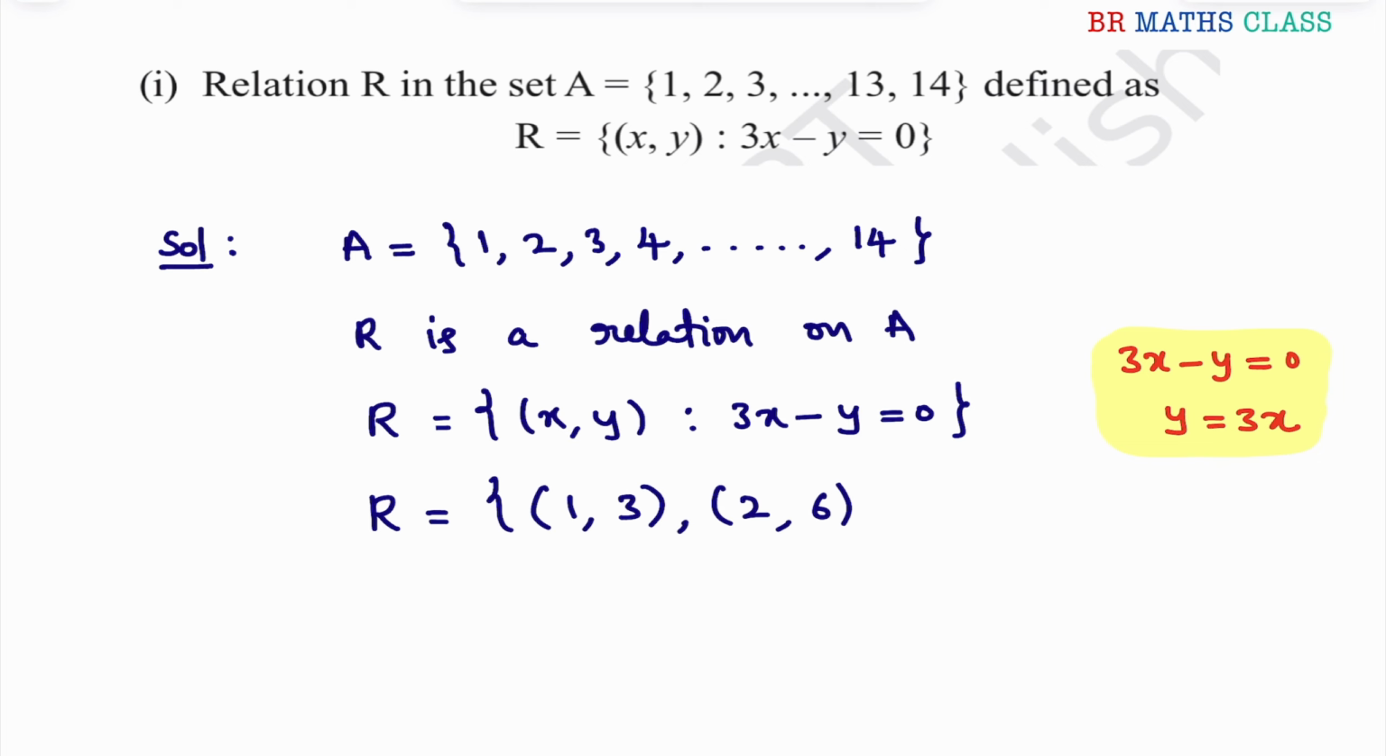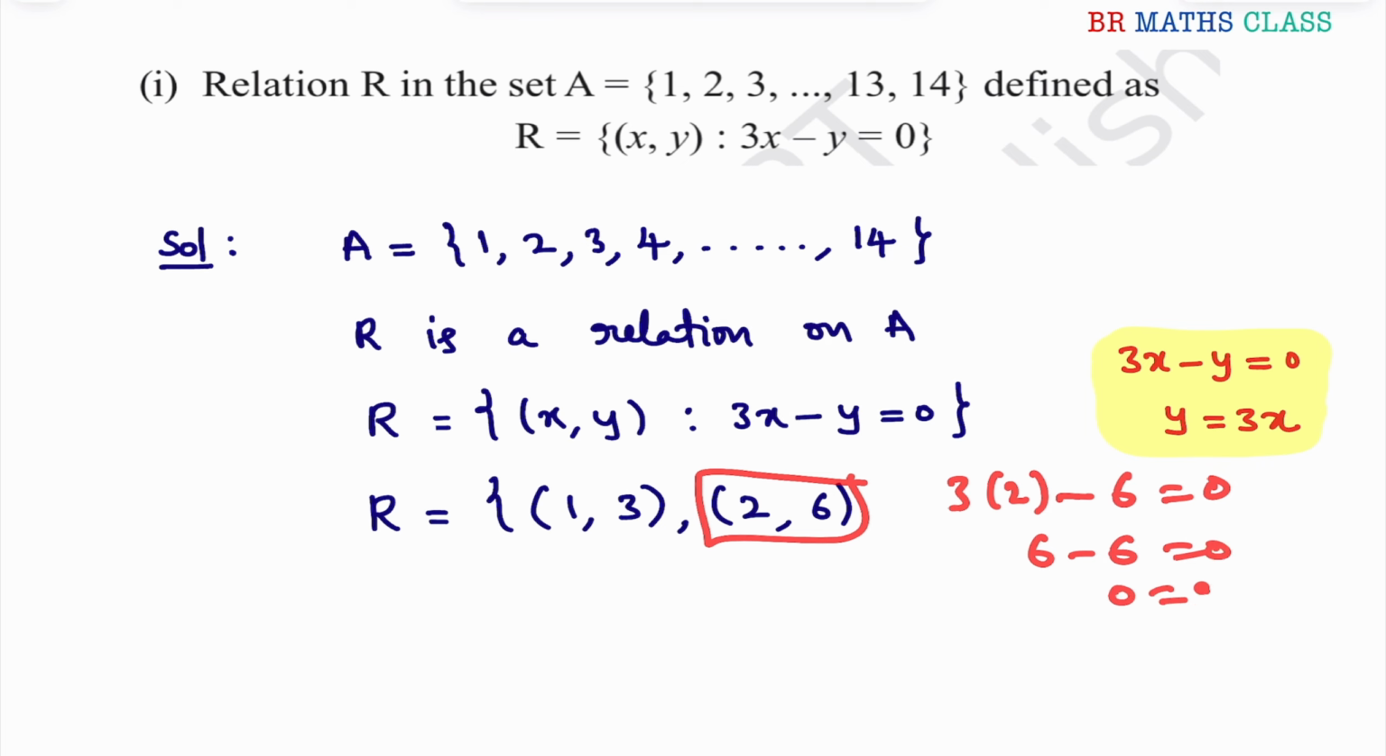If you observe, 2 and 6 both are there in this set, and when I substitute this 2 comma 6 in this, it must and should satisfy. It satisfies because we are getting this from this only. So you put x equal to 2 and y equal to 6 in this. 3 into 2 minus 6 equal to 0. See, 6 minus 6, 0 equal to 0, satisfying.